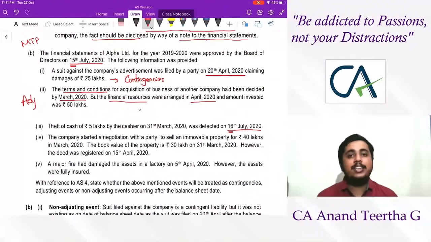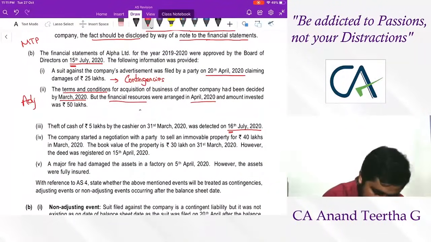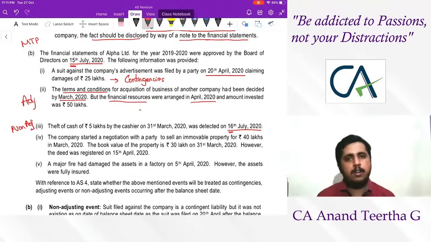What happened? It is not even covered by AS4. It's non-adjusting and it's not even covered by AS4 because it doesn't come within the time limit. So therefore, do not cover this in AS4.